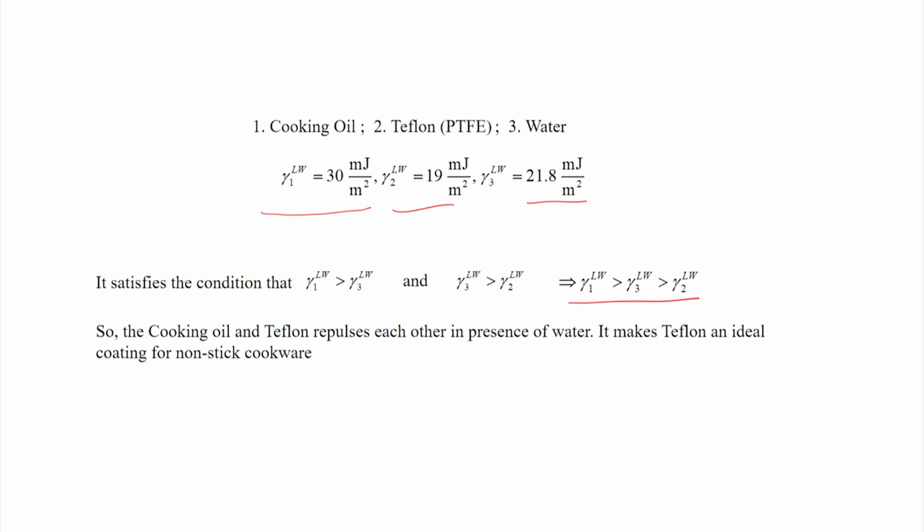That is why in our non-stick cookware we have this Teflon coating and the oil does not stick to the surface. That is an advantage. It works because of this Lifshitz-van der Waals component of their surface energy. Because this condition is satisfied, we see this effect. This is one example from practical observations.